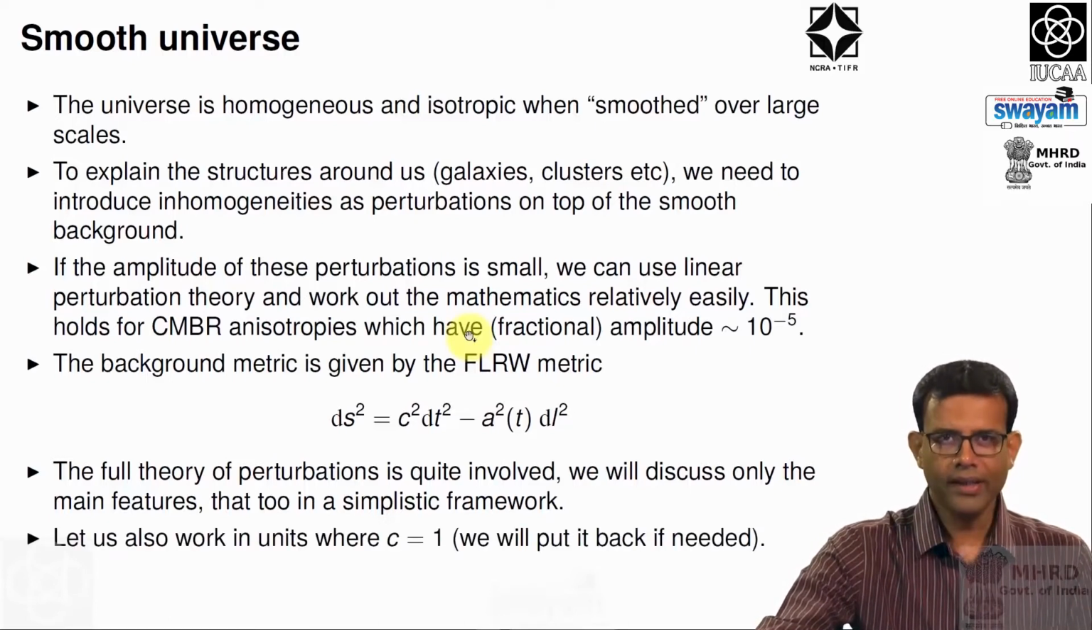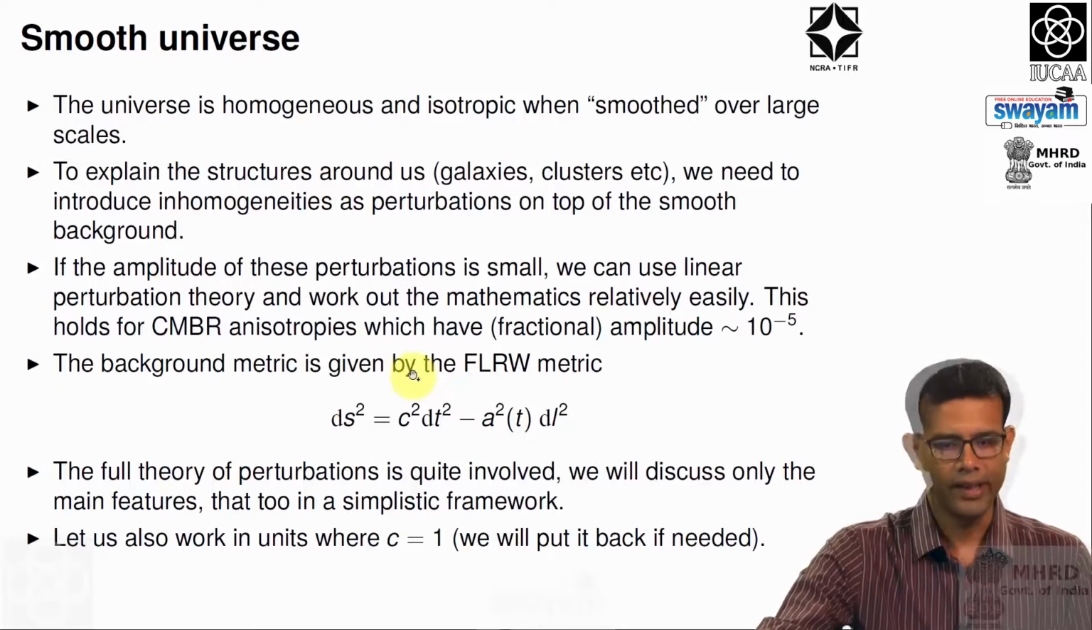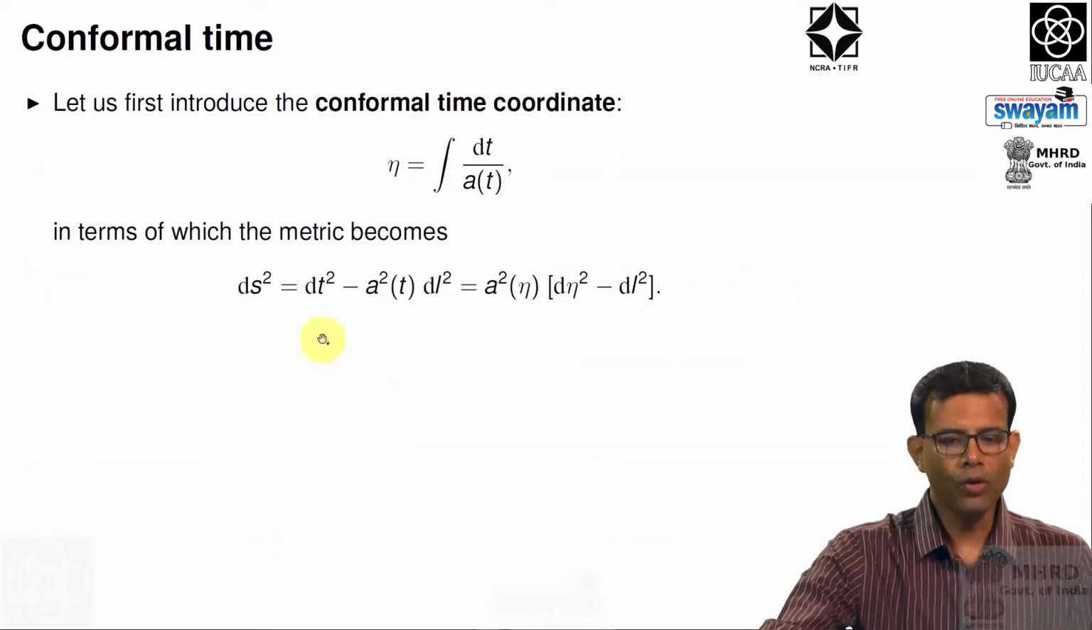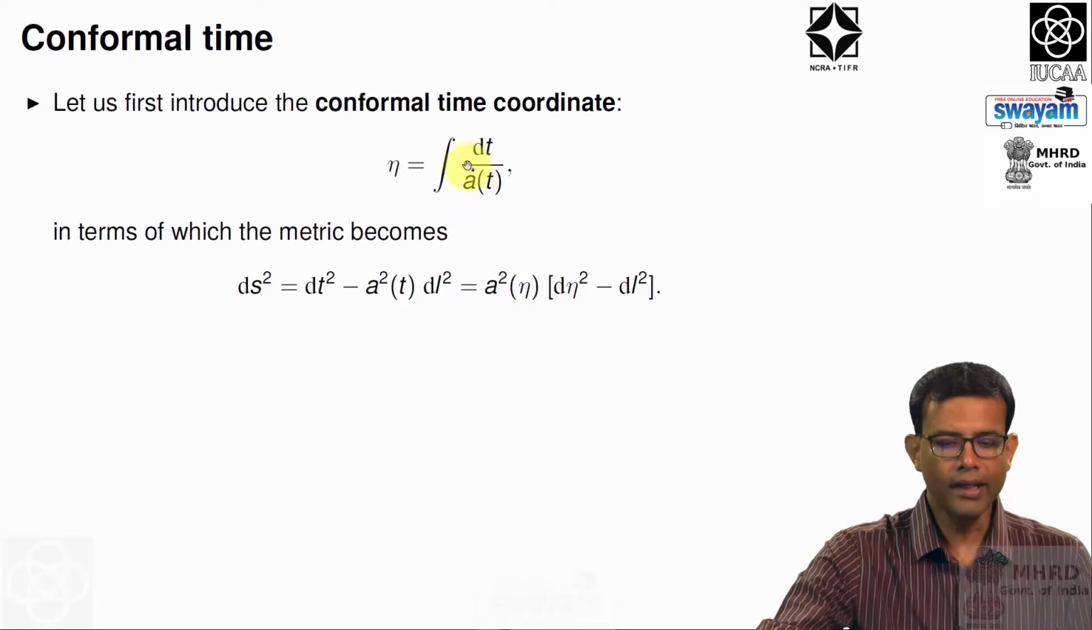We will also make things a bit simpler and work in units where c is equal to 1. So, for example, the c in front of dt will vanish from now on. We can always put it back whenever it is needed. A very useful time coordinate for studying perturbations is the so called conformal time. So, the conformal time eta is related to the conventional cosmological time t by a relation like this. So, d eta is just dt over the scale factor a(t).